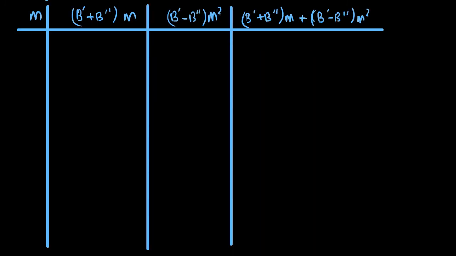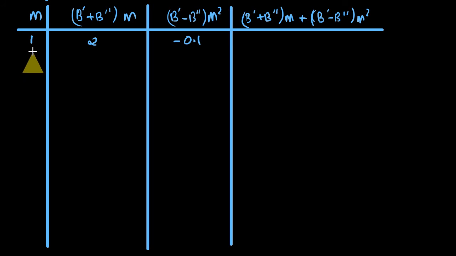Okay, so let me put different values of M. What are the values of M? Positive values only. When M is equal to 1, B prime plus B double prime is 2 in our example. And B prime minus B double prime is equal to minus 0.1. Okay. So 2 into 1, that is equal to 2. And M square is 1 square, that is 1. 1 into minus 0.1, that is equal to minus 0.1.